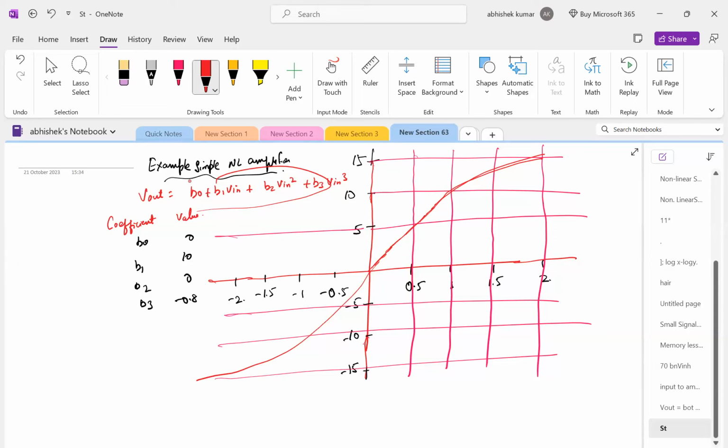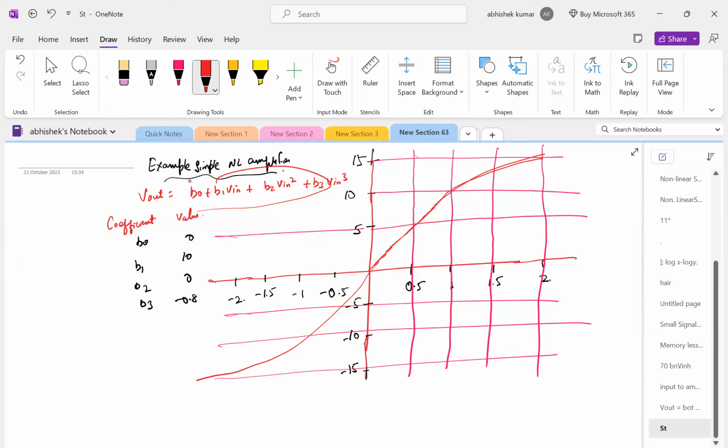Okay. Do you have anything to ask here? No. Because I'm not seeing anything that it becomes significant. Nonlinear. Okay.